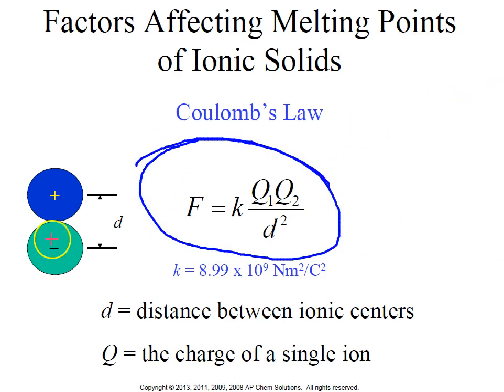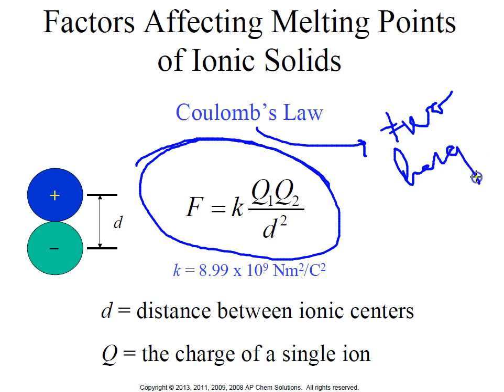So in an ionic bond, we have charged species, so we can use Coulomb's law. Anytime you have 2 charged species, then you can use Coulomb's law. So in an ionic bond, you have a cation and an anion, so Coulomb's law comes into play.